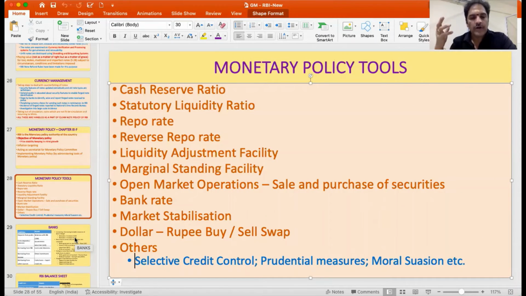Then at one point of time, we also had a totally regulated interest rate regime where RBI used to specify just about every rate that was there in the market. So that was also one of the mechanisms by which we used to control the cost of credit. So I hope I'm clear now.